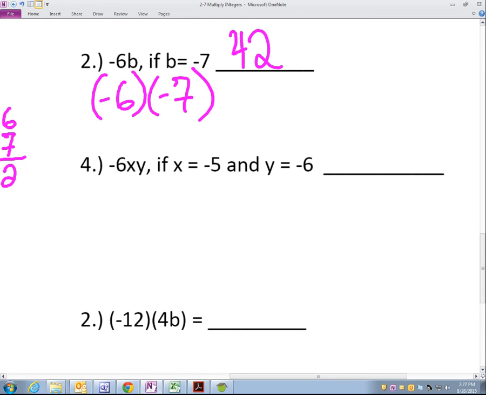Now we're going to substitute 2 variables. How many negative multipliers do we have here? We have 3. That's an odd number. So what do we know about the product? It's going to be negative. Yeah. It's going to be negative.